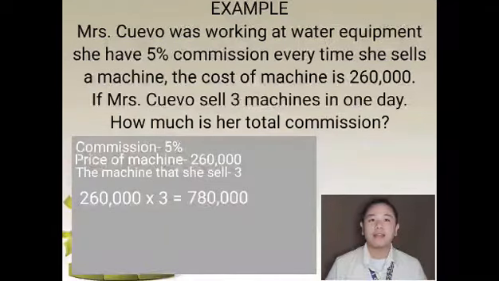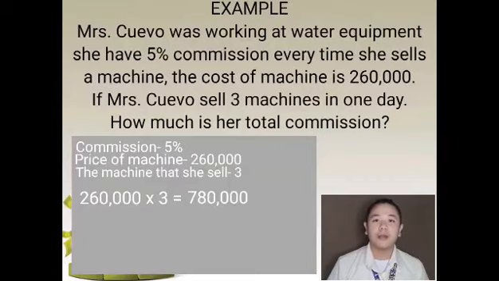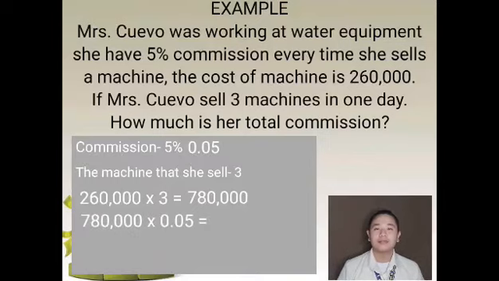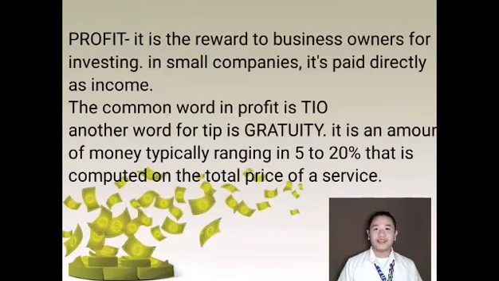Then we multiply it by her commission, which is 5%. We always need to remember that we need to convert the percentage into decimal points. So the 5% will become 0.05. 780,000 times 0.05 is 39,000. That is her commission.